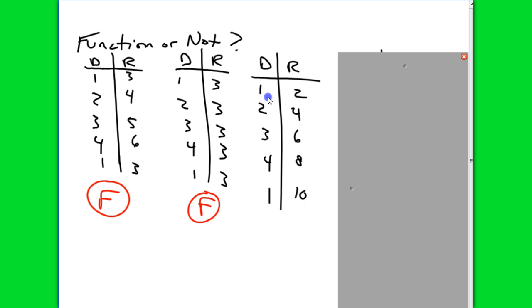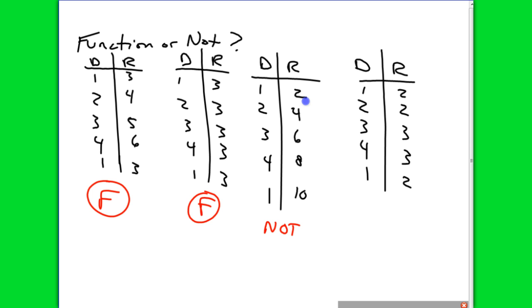Okay, now let's check. Input 1, and we get exactly 2, right? Input 1 again, and we get 10. So, are we getting the same output for the input of 1? No. So if I input 1 again, what am I going to get? Am I going to get 2? And will I get 10? Or will I get 18? I don't know what I'm going to get. So this is not a function. Each domain value must have exactly one output. So this is not a function.